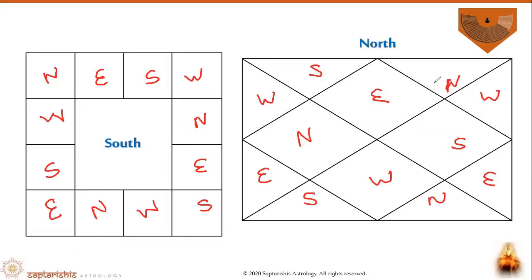Sir, direction is tattva based. Yes. All fire signs are east, all earth signs are south, all air signs are west, and all water signs are north. A basic check.